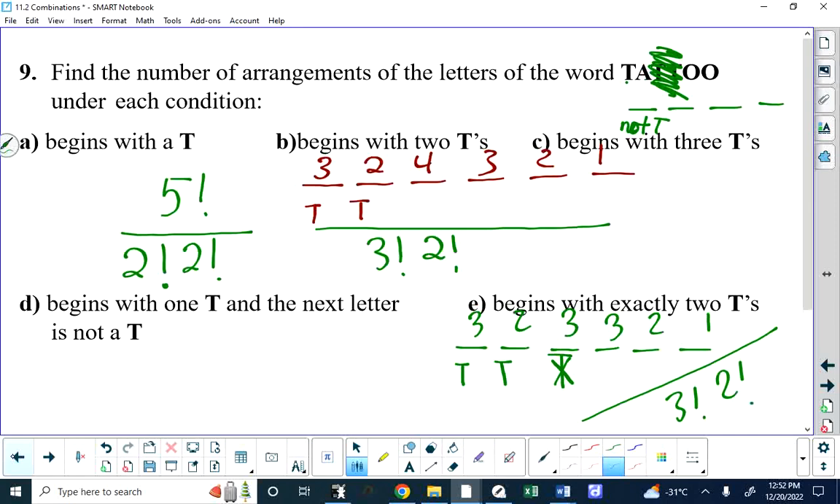Would you like me to do C and D as well? You think you could piece them together there? When I look at C, I would just forget about the T's. If it's got to begin with 3 T's, then that's done. How many ways can I arrange the remaining 3 letters? Other questions?